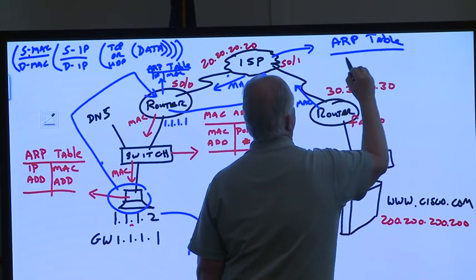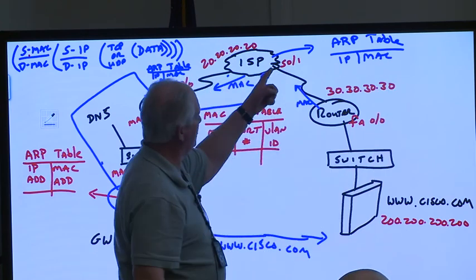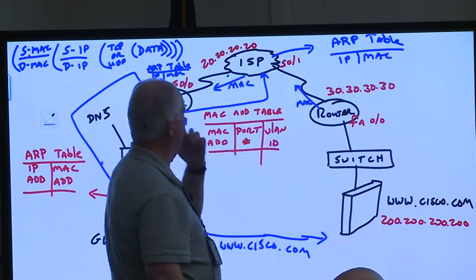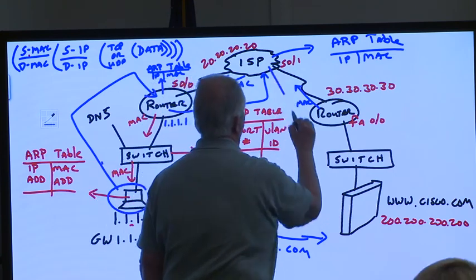You got that one down, so I've got IP and MAC in this thing. So I now have this as my source MAC, this now as my destination MAC, this is my source IP, and this is my destination IP. Can I now move from here down to this router?